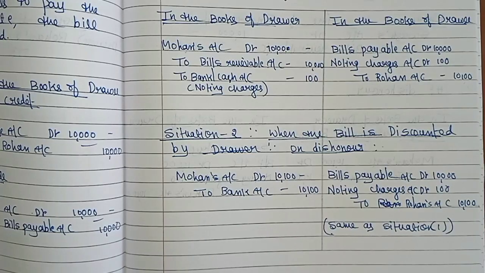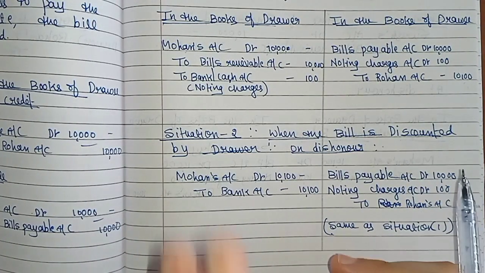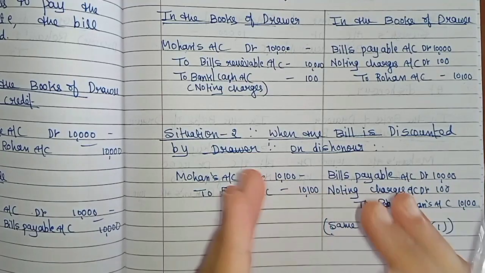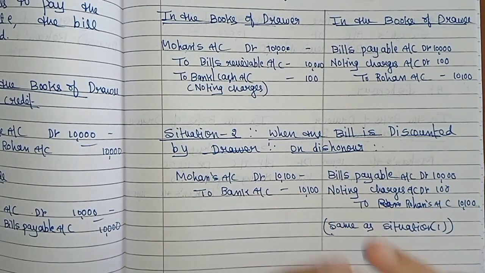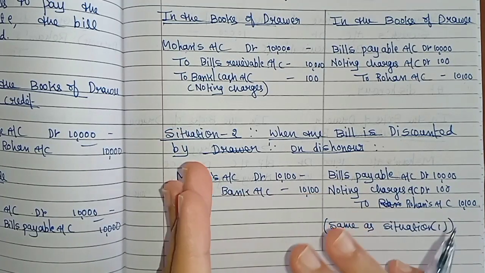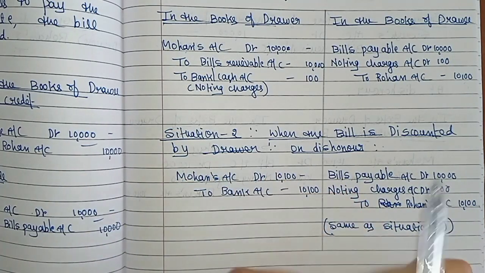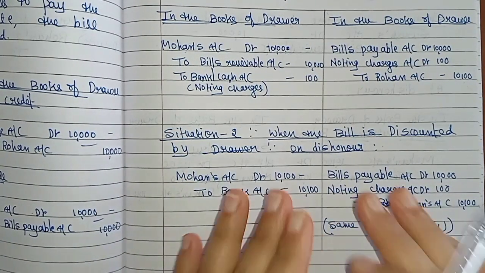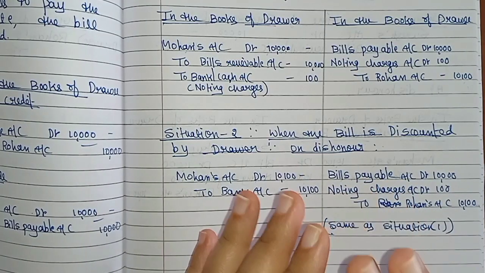Before that, I will explain what is discounting. Clear? In the last class also I have explained. See, discounting means when the drawer needs cash before the due date. Here in our case October 4th is our due date.